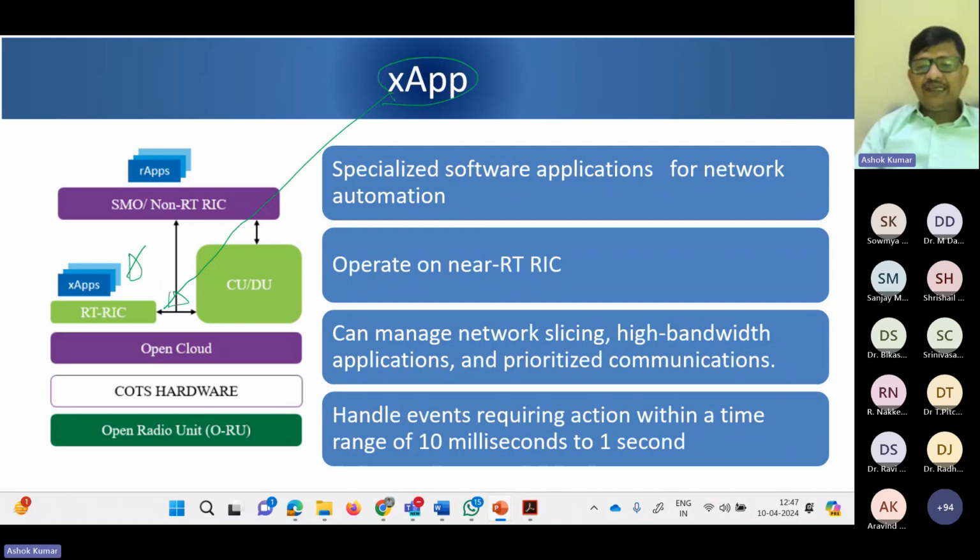So it is here that we manage all the applications which require latency less than 1 second, so 10 milliseconds to 1 second. A decision is to be taken in the network within 10 milliseconds to 1 second. So this will be handled at the xApp level.